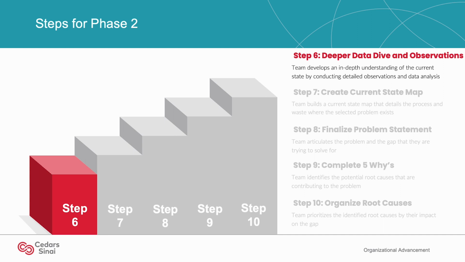The initial data and observations in Phase 1 helped you define an area to work on. Now, you will do a deeper analysis of the data using additional reports and metrics to better understand your problem area. You will also do more focused and detailed observations in the areas related to your problem. This deeper study will help you and your team understand the root causes of the problem so that your interventions can be targeted and effective in solving the problem you have identified.